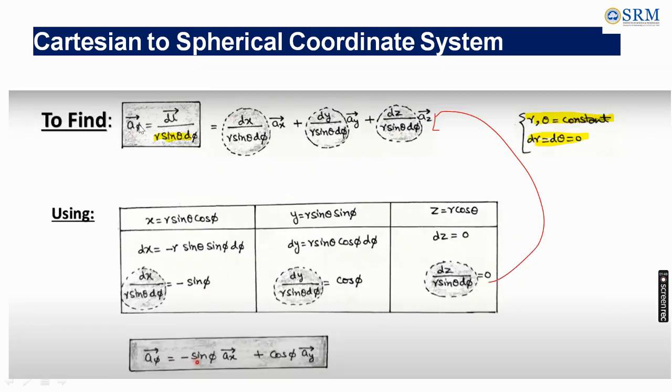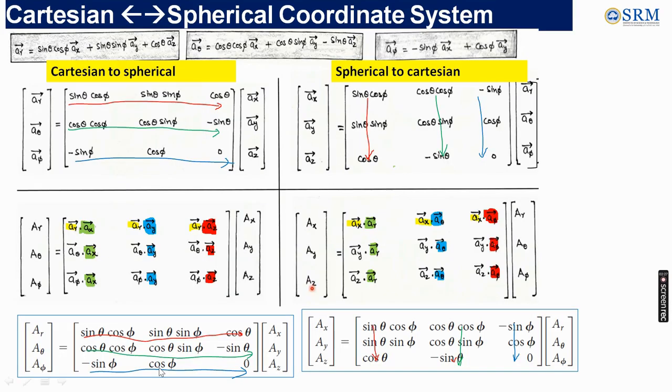To find the a phi unit vector, I have to differentiate the Cartesian differential length with respect to r sine theta d phi. If I do that, the r sine theta will get cancelled. The differentiation of cos phi will result in minus sine phi. And for the y component, if I differentiate with respect to r sine theta d phi, I will get the differentiation of sine as cos phi. And here there is no phi term, so the entire result will be 0. Substituting in the above equation, we will get the value of a phi cap.